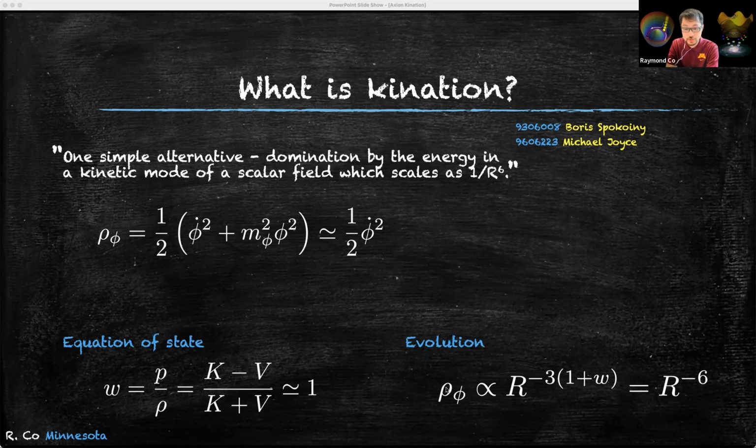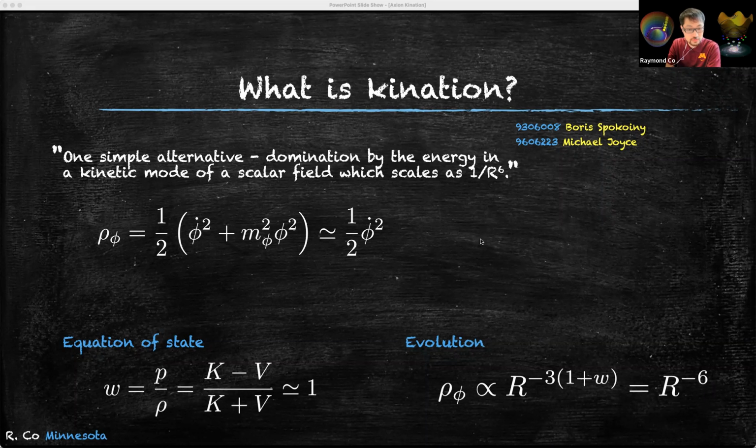And if you look at the energy density evolution as a function of the scale factor R, you will find that for this w equal to 1, the scaling goes as R to the minus 6. This has been proposed and studied in the literature pretty extensively, especially when people talk about gravitational waves from inflation or production of dark matter.